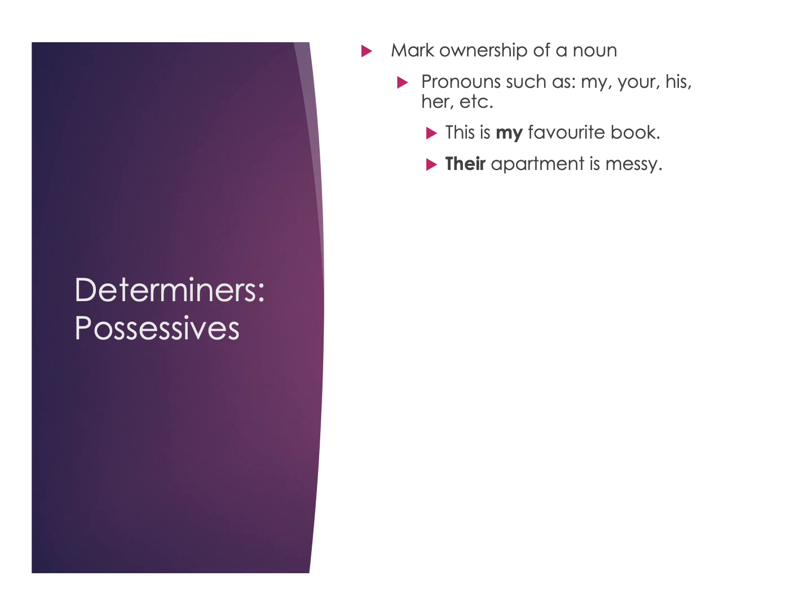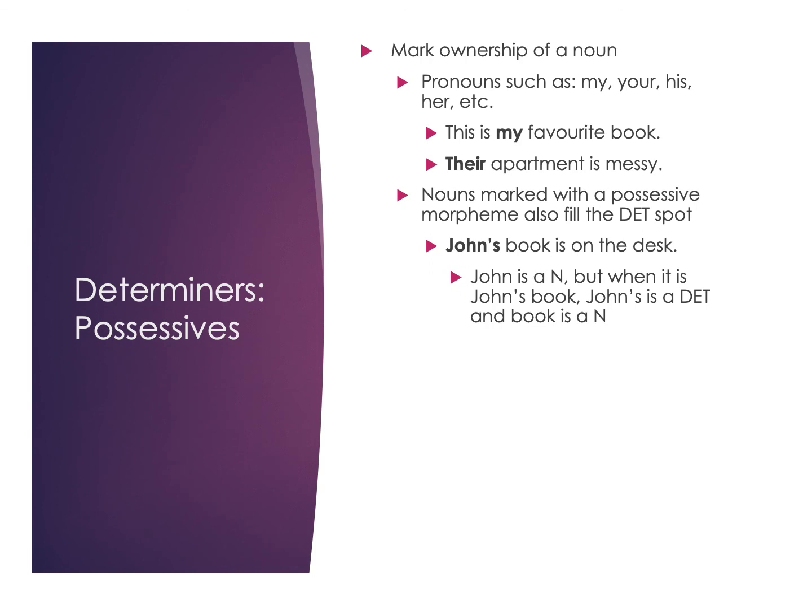But we also have another one where if we mark a noun with our possessive morpheme, our apostrophe S, it's no longer functioning as a noun. It's instead functioning as a determiner. So if I say John's book is on the desk, John itself is a noun. But when I say John's book, John's with the apostrophe S is no longer functioning as a noun. It's now acting as a determiner, as a possessive, and then book would be the main noun.